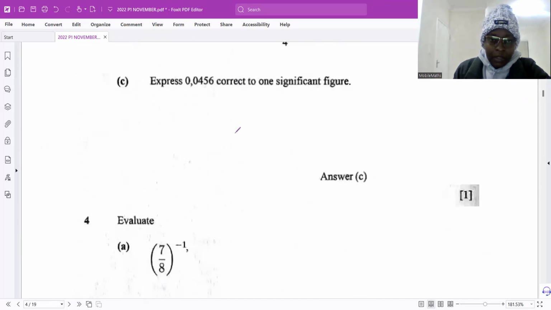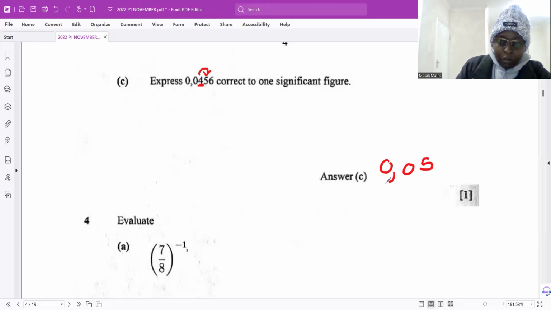Now, part C of number 3 is saying express this number correct to one significant figure. When we talk of one significant figure, we come to the 4, then we check the next number. Is it 5 and above? If it's 5 and above, we increase the 4 to 5. So our answer becomes 0.05.